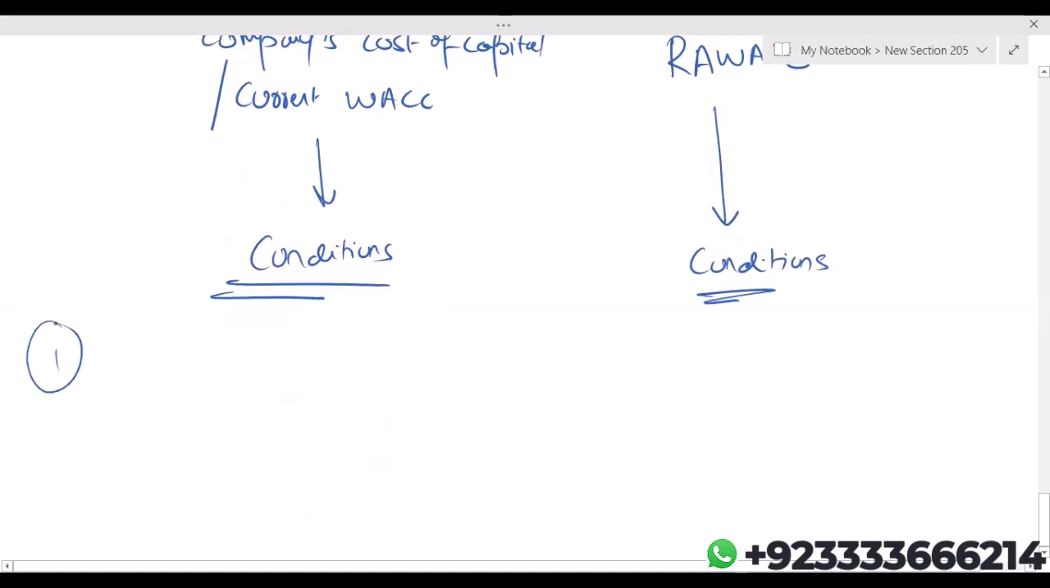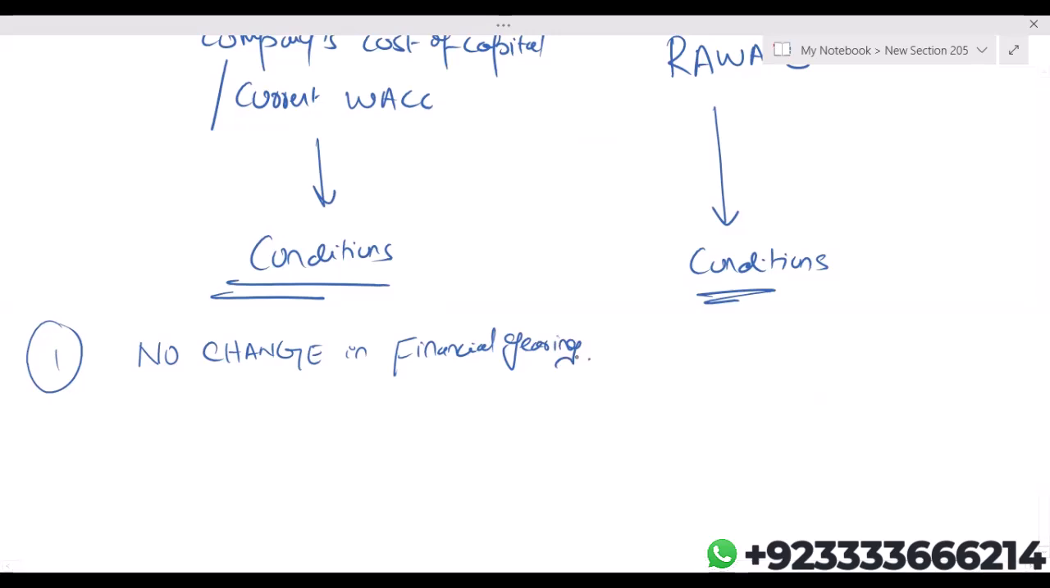Let's say number one, of course, when I'm going to make investment in the project, my company is going to raise the finance. Number one, no change in the financial gearing. No change in financial gearing means there's no change in the debt to equity ratio. When we are saying no change in financial gearing, it means that we are raising the finance in the proportion of our existing debt to equity market values.